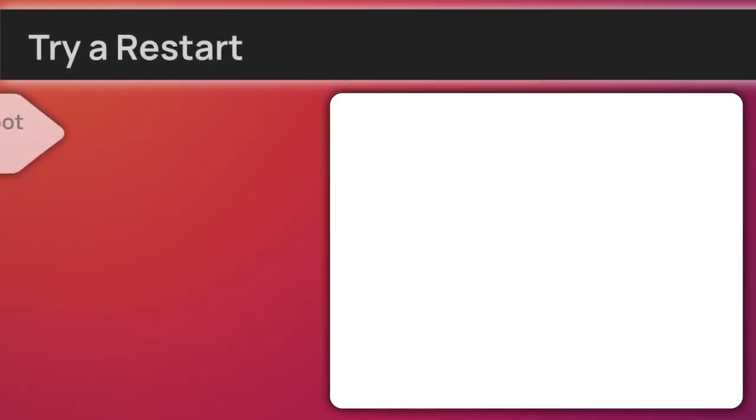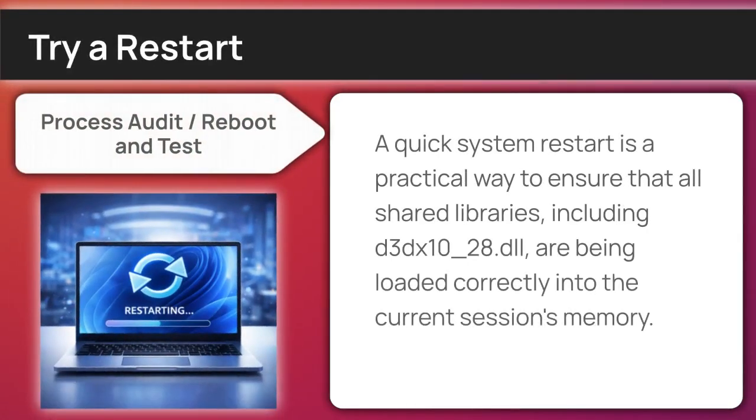A standard reboot clears out temporary memory conflicts and gives the Windows loader another chance to properly register the DirectX 10 component during startup.